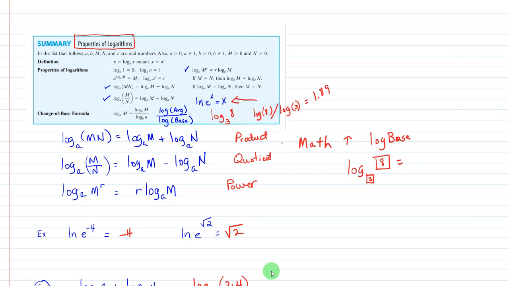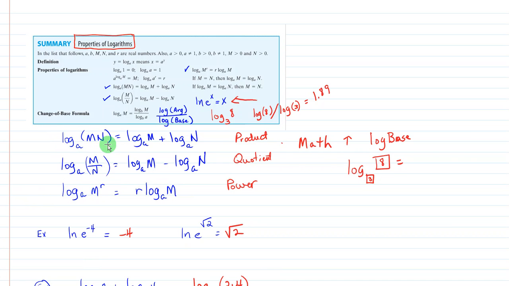This is section 5.5, and now that we know what logarithms are, we're going to talk about properties of logs, ones that we will use in working on some of our problems. They're in this chart, but I rewrote the important ones down here.